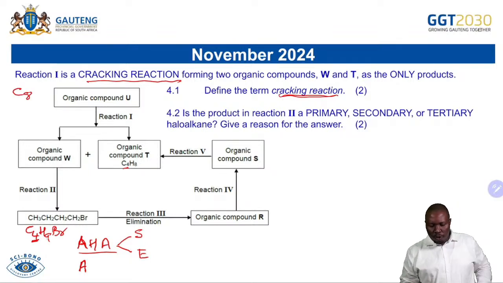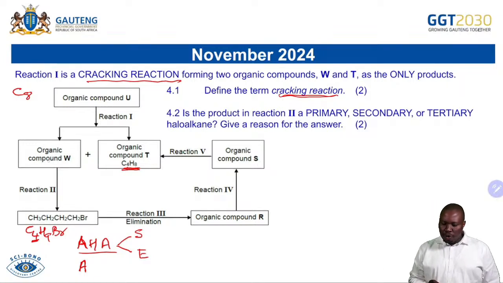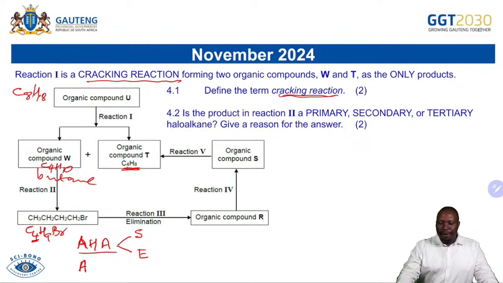But now you know that we have an alkene here, which is C4H8, which means that W is an alkane. In this case, it will be C4H10. And if you add those two, you will get C8H18. So you're able to see that we're having butane here. And then that butane, what happens? How many carbons do we have? We still have 4 carbons. But now we had 10 hydrogens in butane.